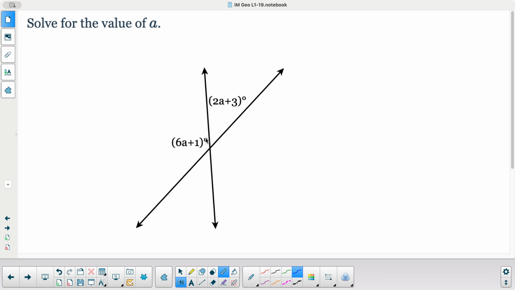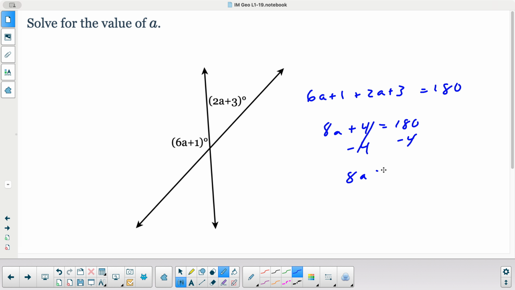All right, these are a linear pair, so they are supplementary. So my equation will be 6A plus 1 plus 2A plus 3. You add them up and set them equal to 180. So I get 8A plus 4 equals 180. Minus 4 from both sides, I get 8A equals 176. Divide by 8, and I get A equals 22, I think.